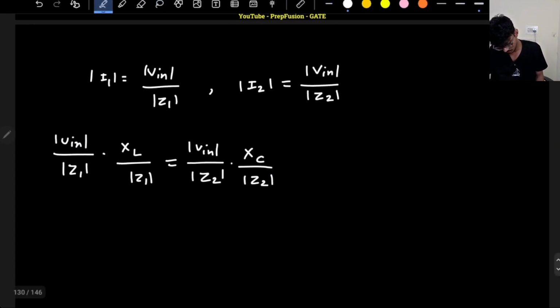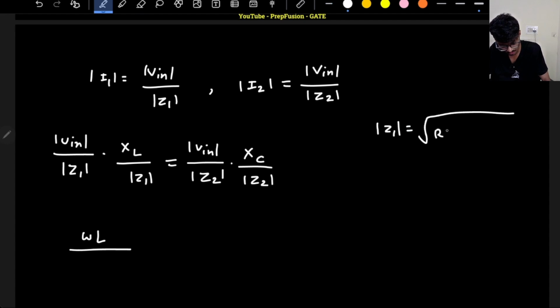Now if I do this, the magnitude of Vn is the same, right? It will get cancelled. So what is XL? XL is simply omega into L, correct? And this is Z1 whole square. What is magnitude of Z1? Magnitude of Z1 is simply the impedance, right? Since it is a series RL circuit, it is R square plus omega L whole square.